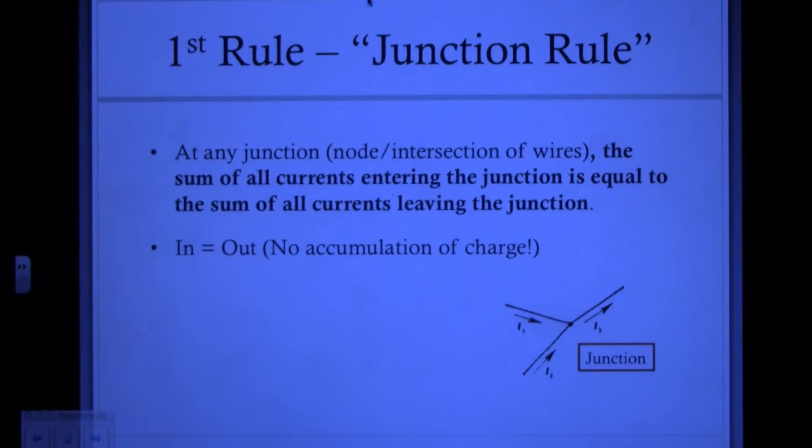As you can see in the diagram, we have a current 1 entering the junction, current 2 coming into the junction as well, and current 3 leaving the junction. The amount in is going to be equal to the amount out at that junction. This demonstrates the law of conservation of electric charge.